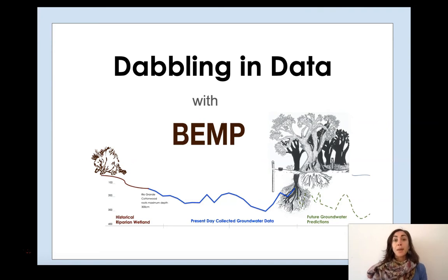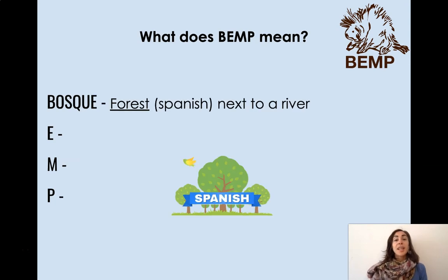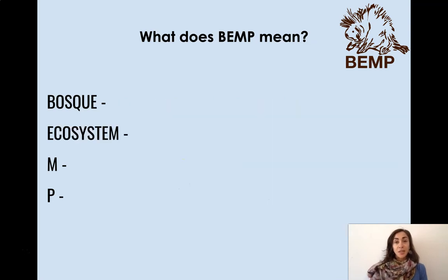water. But before we start getting into the topic, let's talk really quickly about BEMP and what it stands for. BEMP is an acronym, which means that each letter stands for a word. The B in BEMP stands for bosque. Bosque is a Spanish word that means forest. Now, it's not any type of forest, it's a forest that is right next to a river, so it's a riparian forest. The next letter in BEMP is the E, and the E stands for ecosystem.